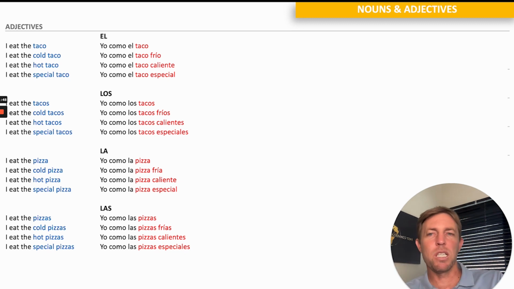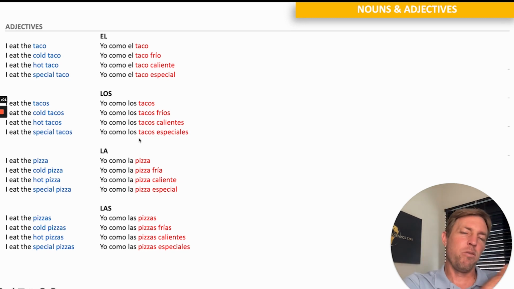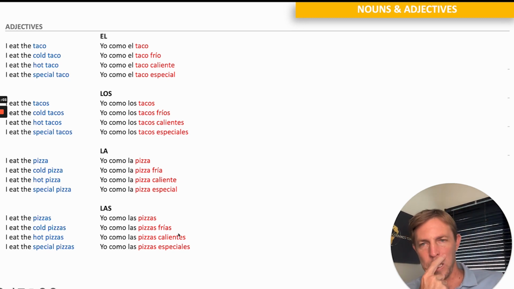Masculine, feminine, singular, plural, nouns. The adjectives match the nouns. If it's feminine, they have to be feminine. And if it's plural, they have to be plural. If it's singular, they have to be singular. Whatever the noun is, the adjective follows. Okay? And if the adjective ends in an O or an A, it has to change. All right? Good.